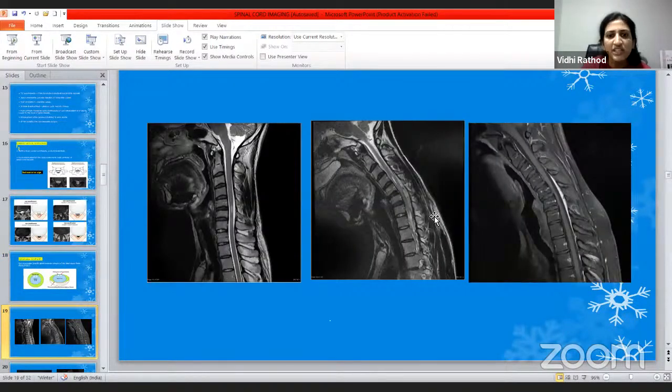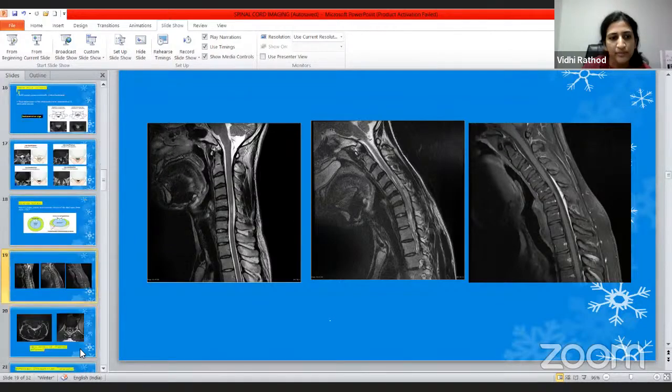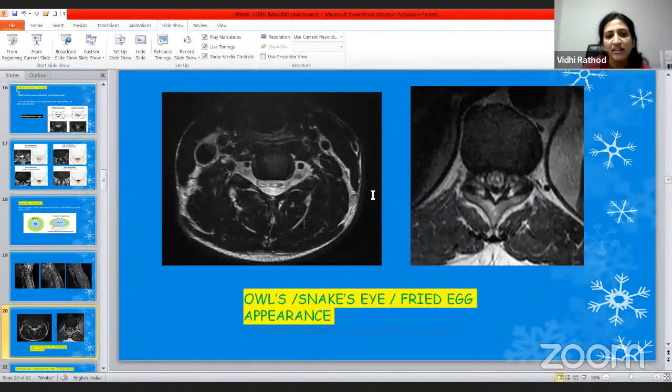So on neutral images and flexion images, flexion MRI is the gold standard. On neutral images, we might see some level of cord atrophy from C5 to T1 level. We may or may not see the T2 hyperintensity at that level, but it is better demonstrated on flexion images, wherein there is forward shift of the posterior dura causing a hyperintensity at the level of the dural laxity, and that leads to epidural venous plexus enlargement as well, which enhances on post-contrast imaging, which gives a characteristic owl eye, snake's eye, or fried egg appearance.